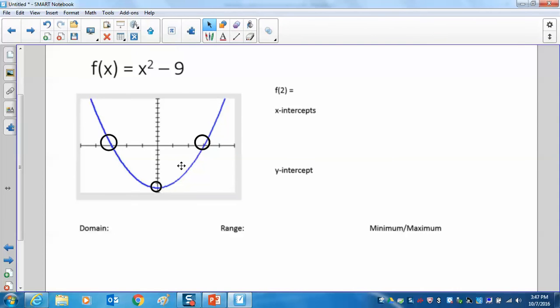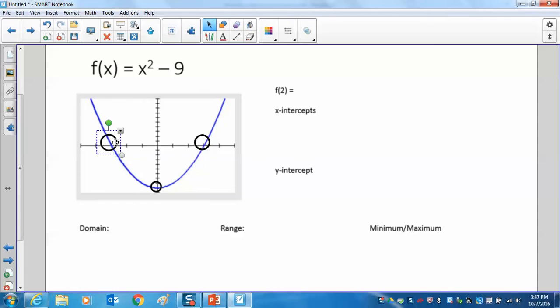So our y-intercept, if we count it, is at -9. And our x-intercepts, if we count it, are at -3 and +3. We could tell from the graph that the domain is all real numbers because our graph goes out to the left forever and out to the right forever, and it continues everywhere in between without any breaks or holes.